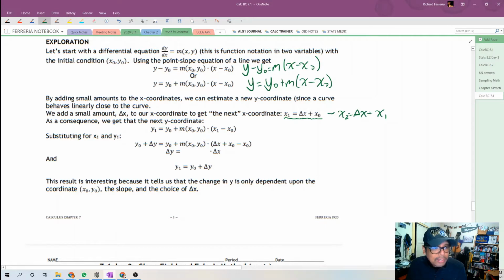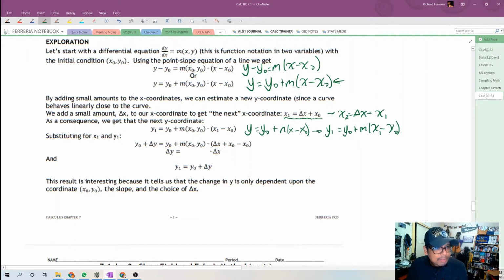So y1 is going to be equal to the slope multiplied by x1 minus x naught. Now that is this equation again: y equals y naught plus m times x minus x naught. But now we're going to substitute x naught, y naught. So y1 equals y naught plus m times x1 minus x naught. Okay, let's see what happens here.